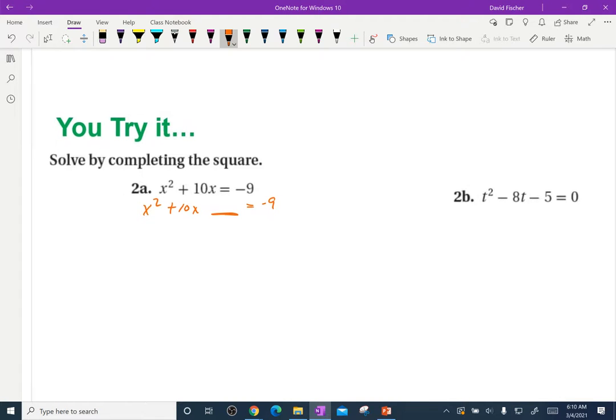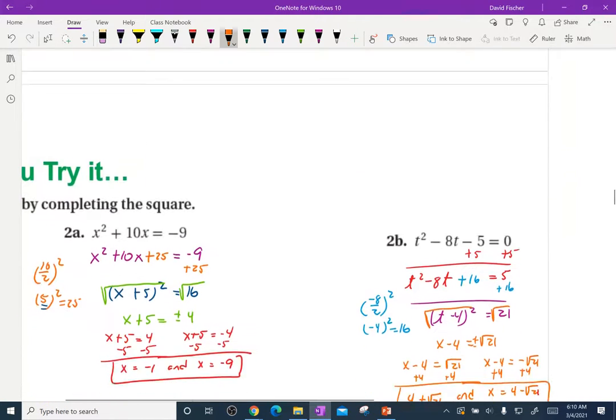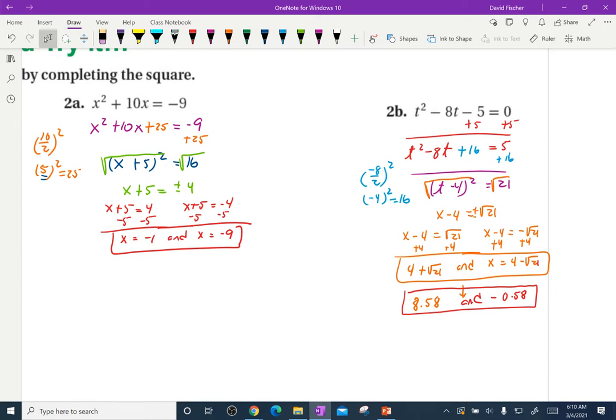All right. Let's see how you did. Here's what I got. I got a -1 and a -9 for my first one. And then over there, you see how 16 on the previous one was a perfect square, so I didn't leave any radical. But 21 is not a nice number. It's going to be a decimal.